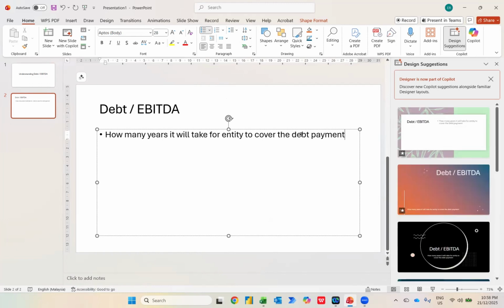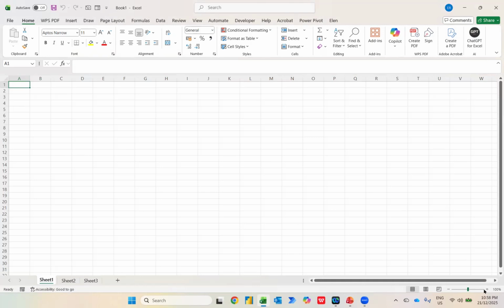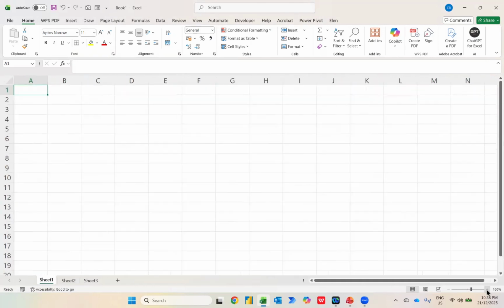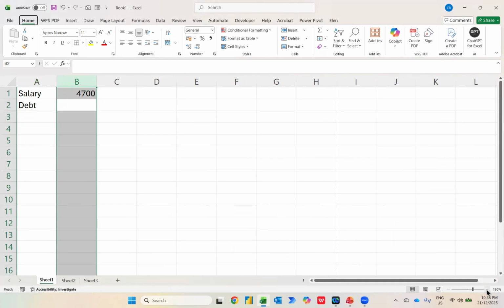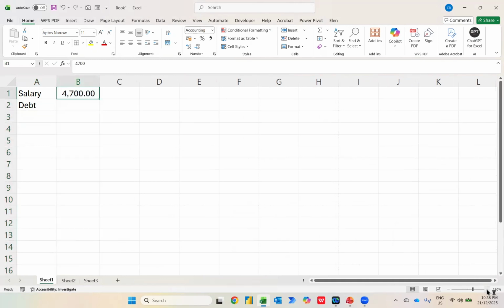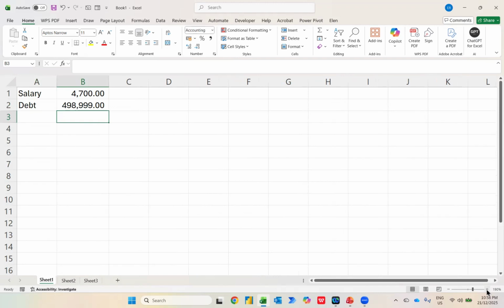So to understand this context, let me just give an example. For example here, you have a salary. Okay, so here you have a salary and here you have the debt. Just say the salary is about 4,700. And then when you buy a car or you buy a house, you have a debt. So in this case, let me put a debt. Just say you buy a house, a double-story house, and this is the cost of the house. So debt EBITDA basically tells us how many years it will take for us to complete our debt payment.